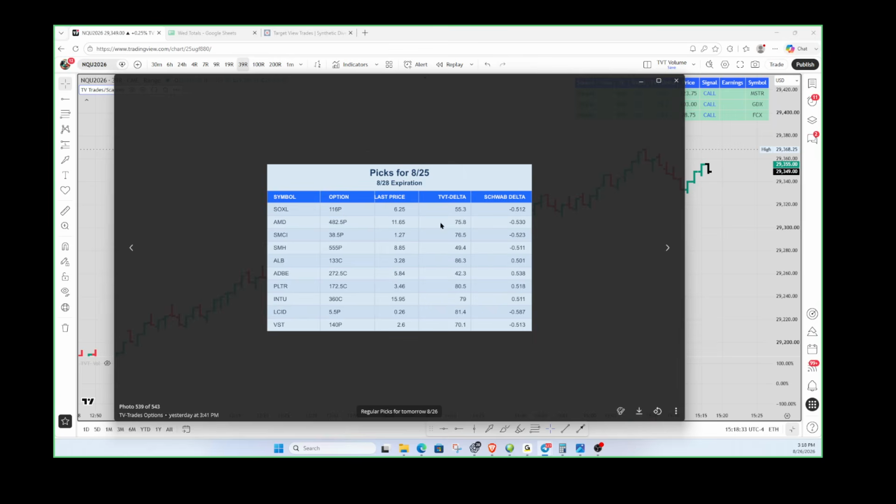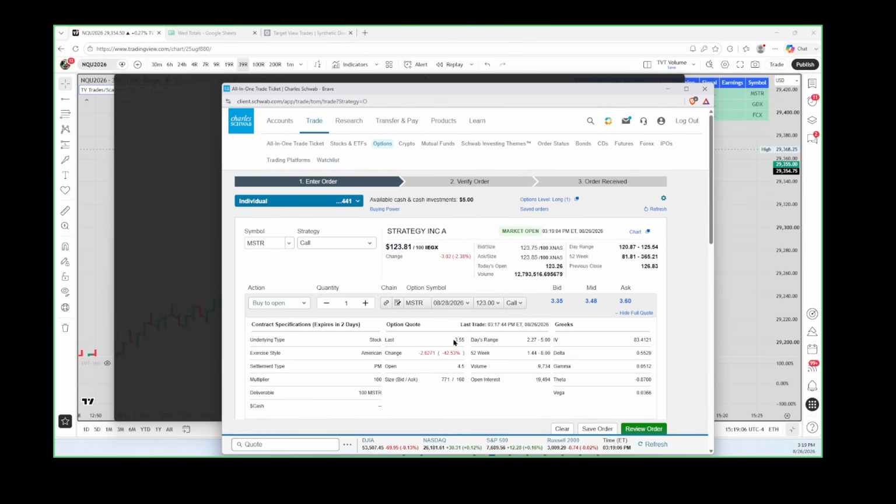So what this shows, and let me explain this in great detail here, okay? I'll put all the scanner links out there for you in a minute, John. Okay. And what this shows you is SOXL yesterday at 340 or something like that, I think is when I put this out. It said SOXL 116 puts. The last price at the time that I did it was 625. What is the last price, you might ask? The last price is this price right here.